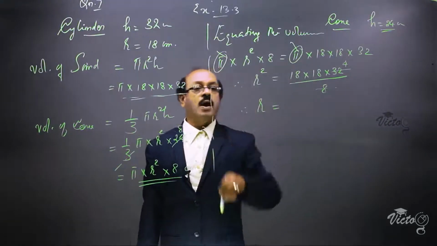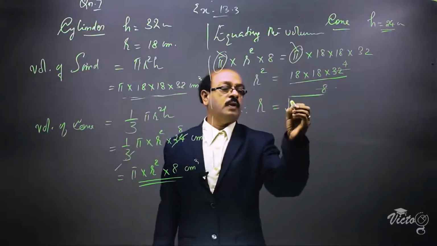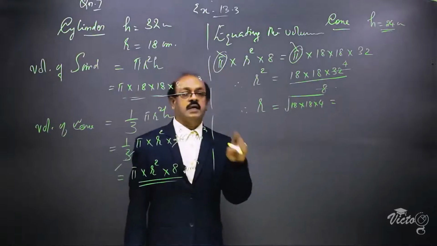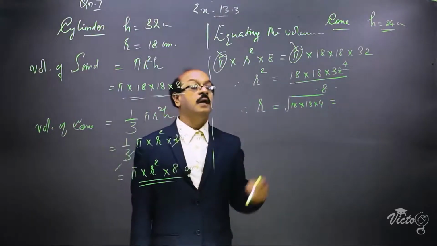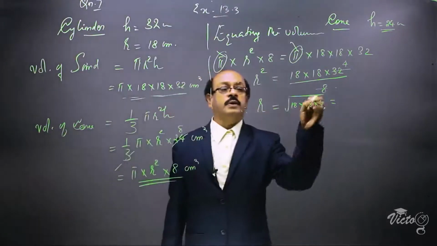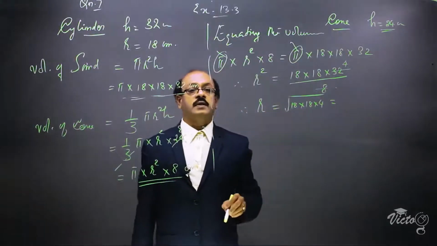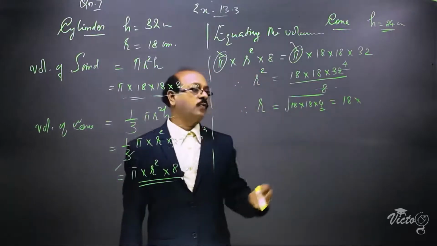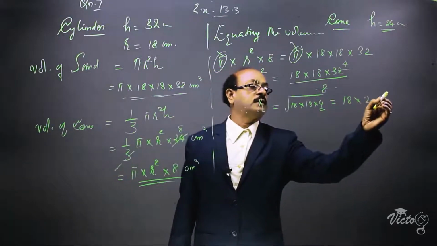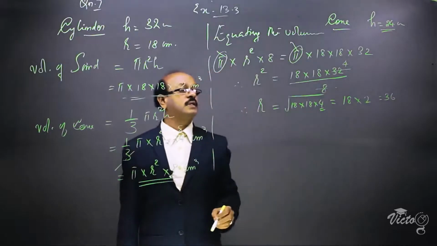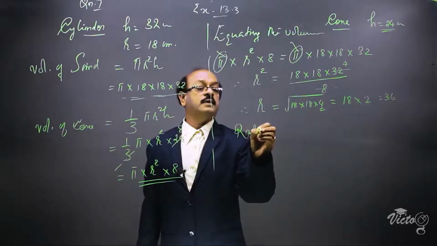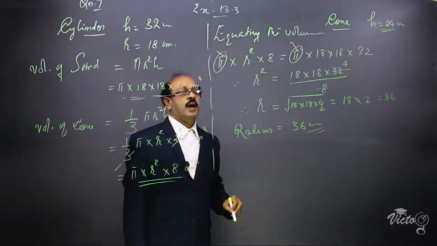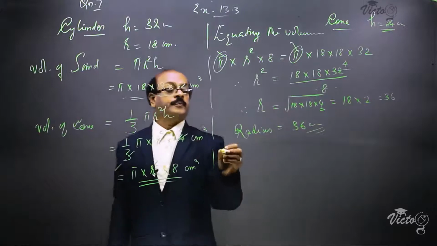Therefore, the value of r is equal to square root of 18 into 18 into 4. Since there are two 18s inside the radical sign, the radical sign means square root. So, the square root of 18 into 18 into 4 is 18 into square root of 4. Square root of 4 is equal to 2. So, 18 into 2, 36 is the radius. Radius is equal to 36 centimeter. One answer is obtained.